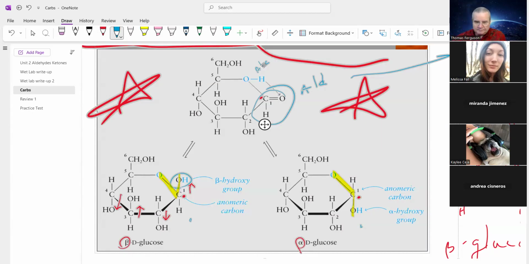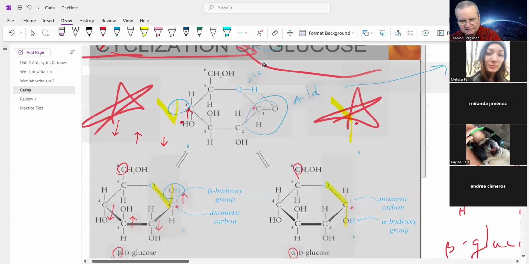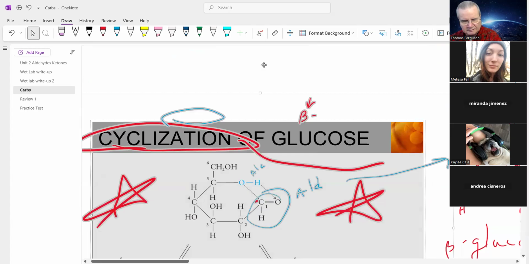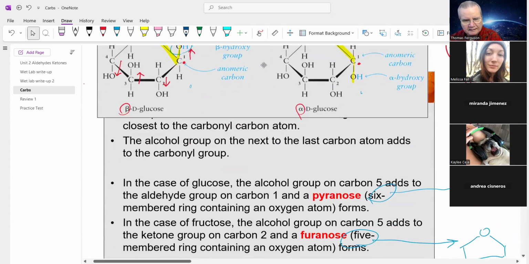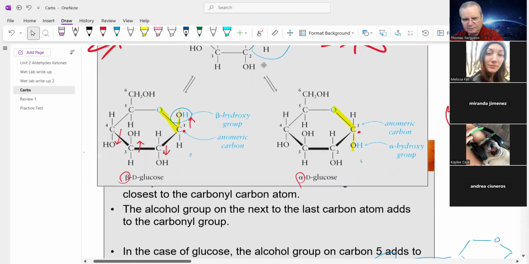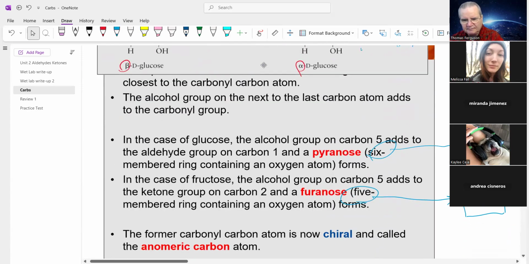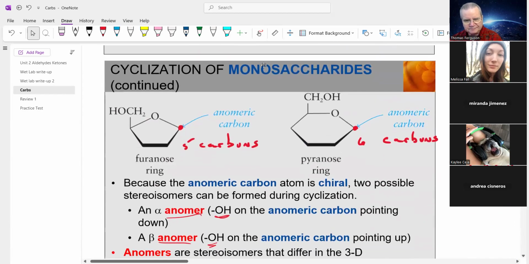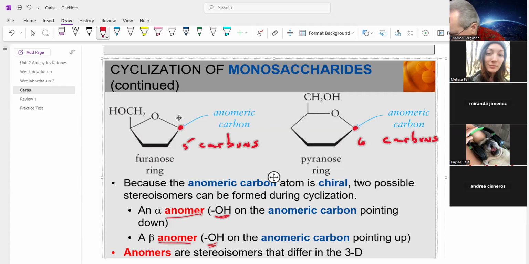Now, oh geez, something here I forgot. This ring can have 6 members in it or 5-member rings. This is a 6-member ring, so it's a pyranose. The 5-membered ring, still 6 carbons long, but 5 members of the ring, is called a furanose. And this is where the hydroxyl group attaches, and that's where the anomeric carbon will be.